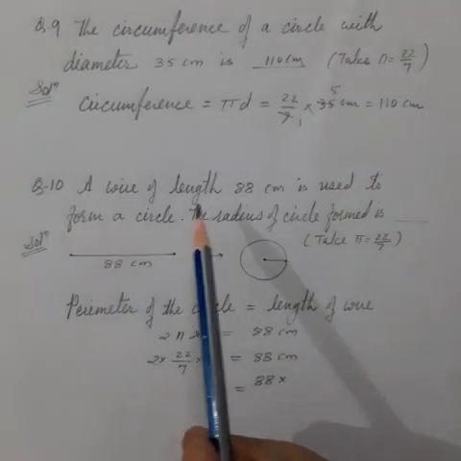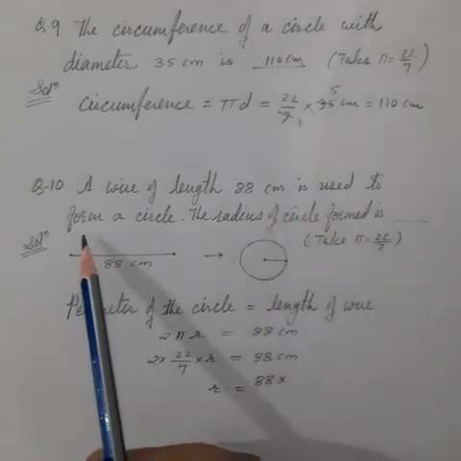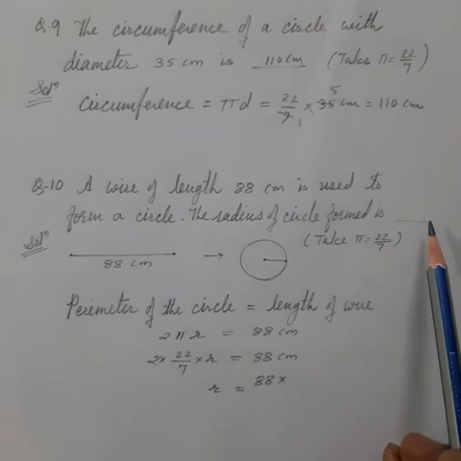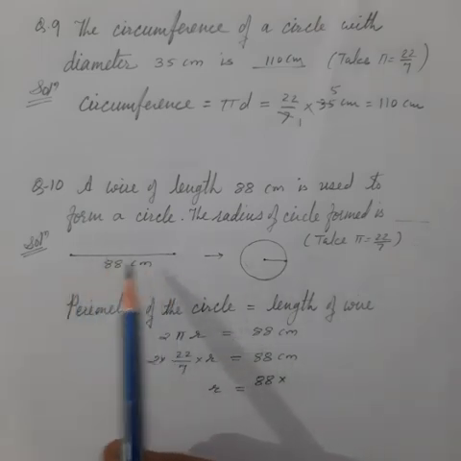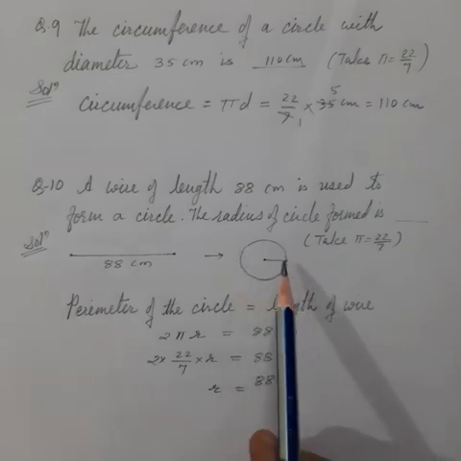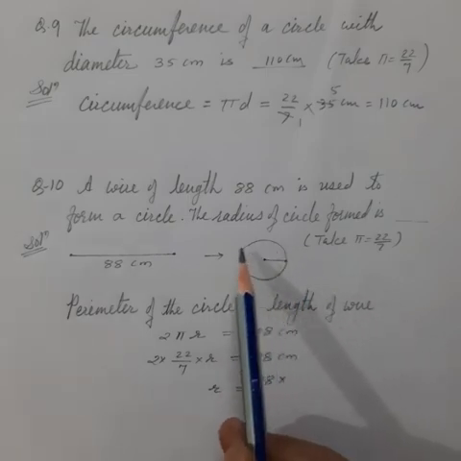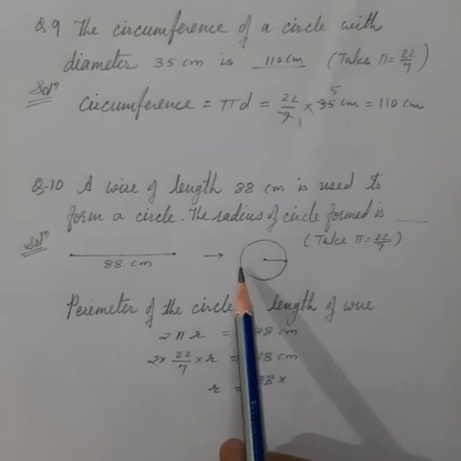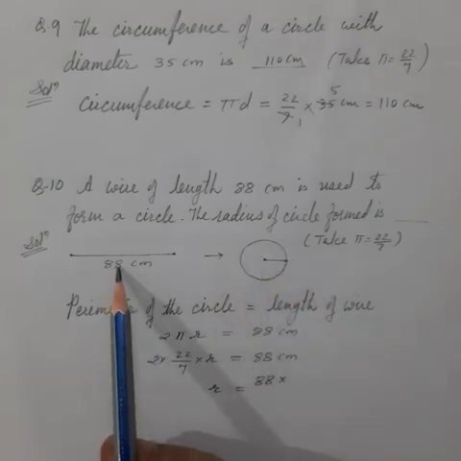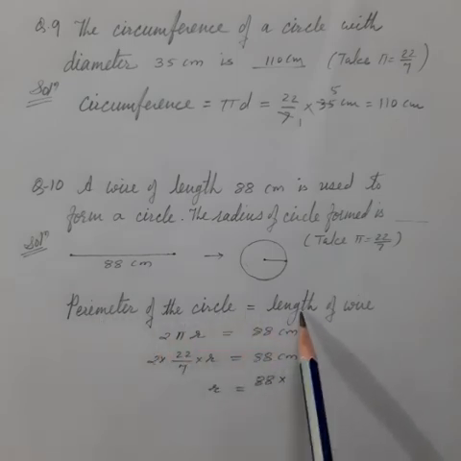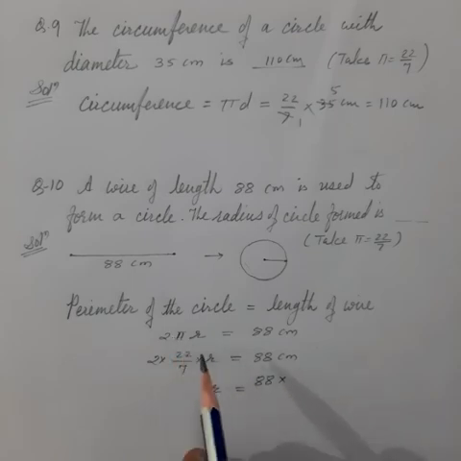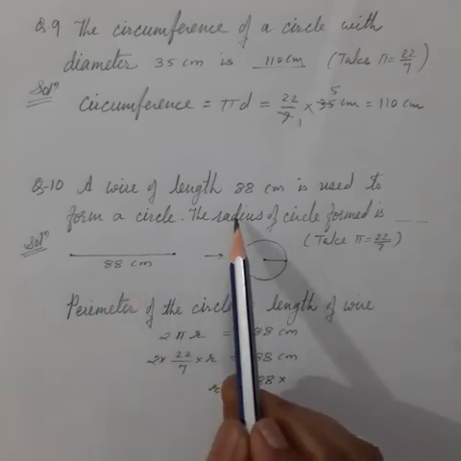Question 10. A wire of length 88 centimeter is used to form a circle. The radius of the circle so formed is what? A wire 88 centimeter long is bent to form a circle. So the perimeter of the circle, that means the circumference boundary of the circle, is equal to the length of wire. Perimeter of the circle is equal to the length of wire. Perimeter means circumference here. Here we have to find out the radius.